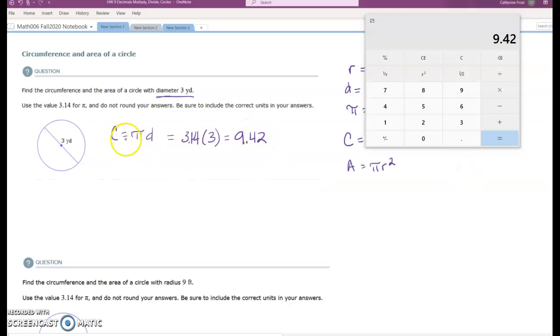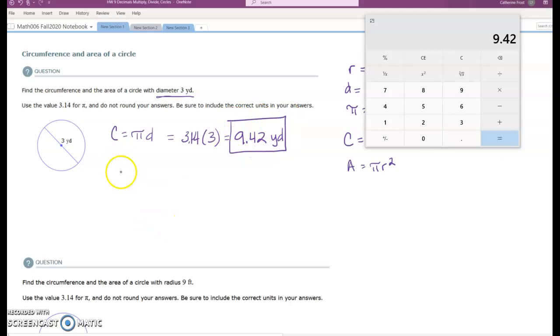9.42. And the circumference is always just the plain units. We call it a linear unit, even though this is circular. But area would be square units, volume would be cube units. So circumference is just plain yards.